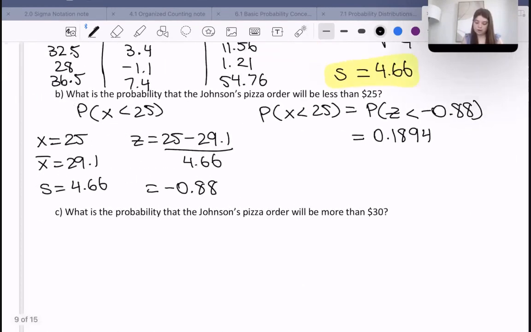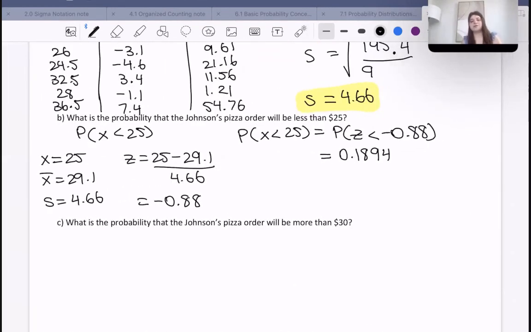So about 18.94%. So just shy of 19% chance that the pizza order will be less than $25. And you know what? That makes some good sense. We were expecting it to be not a super high probability, given that the mean would be 29.1, which is greater than 25.